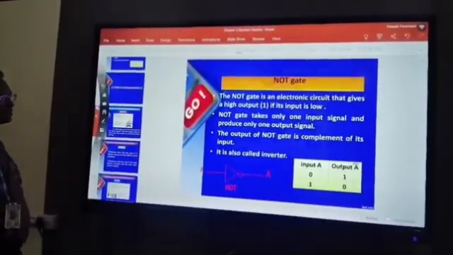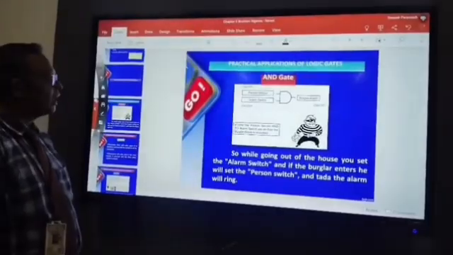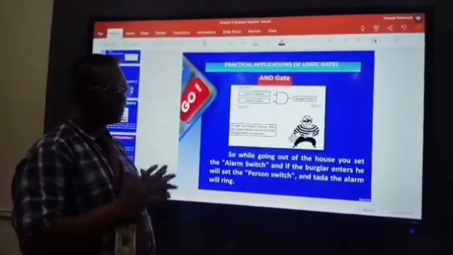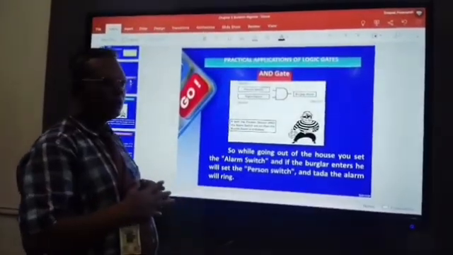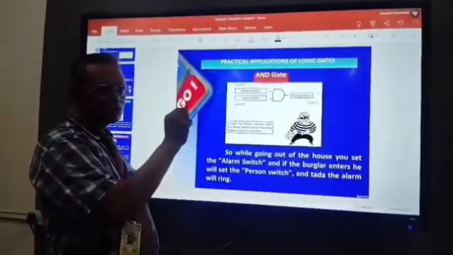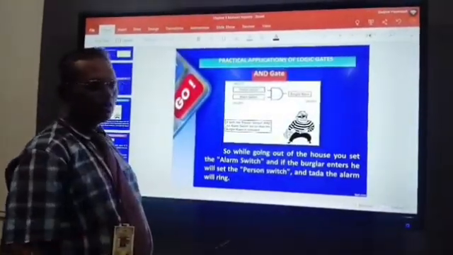Now look at here, this is one of the real-time examples of how the AND gate can be used. Assume the situation that you are going out from the home. In that case, while leaving, you put one switch on. So the information provided here is that you are out of the home.